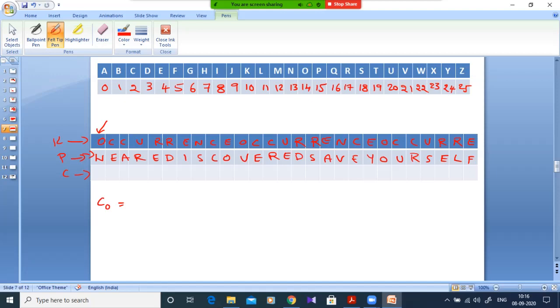Next CA. So C is 2, plus 0 is 2. 2 means again it's a C. Next U and R. What is the U? 20. So 20 plus R. R means 17. So 37. Modulo 26, it's 11. So 11 means L. Similarly, can you tell for R and E? Anyone, please tell me. 21, sir. So 21 is V.